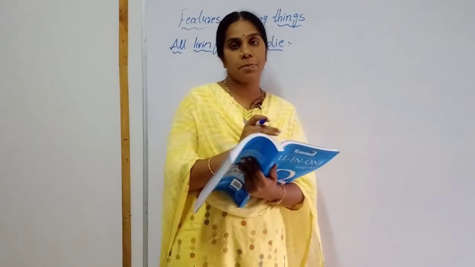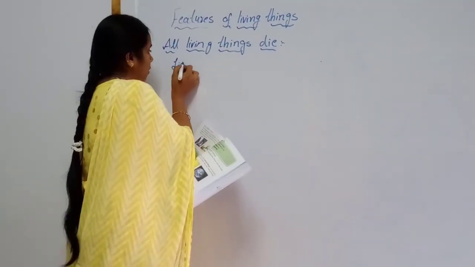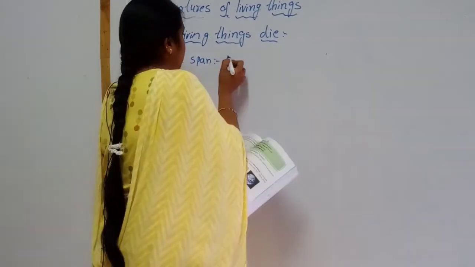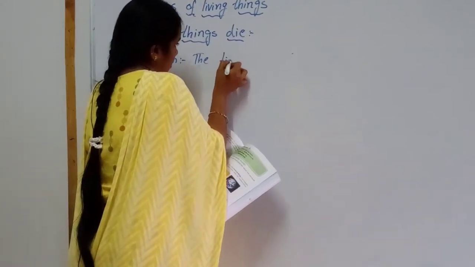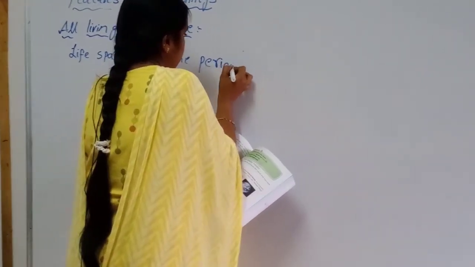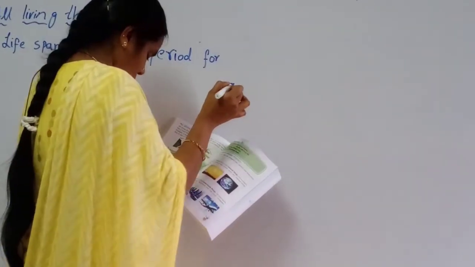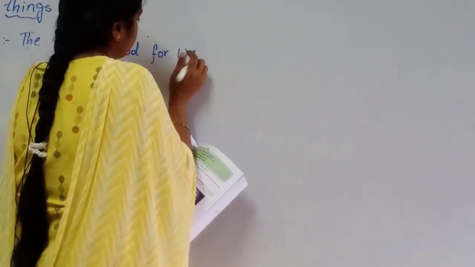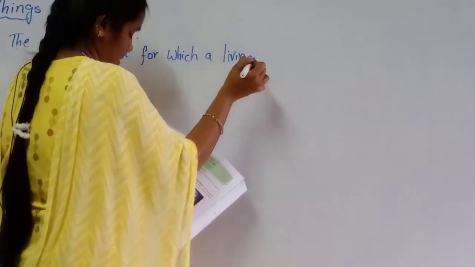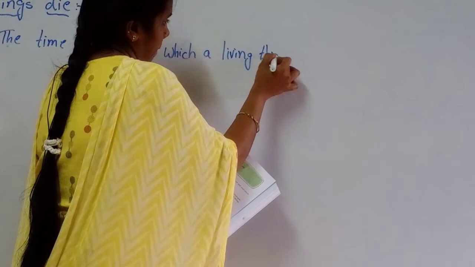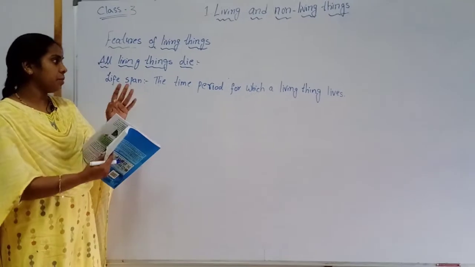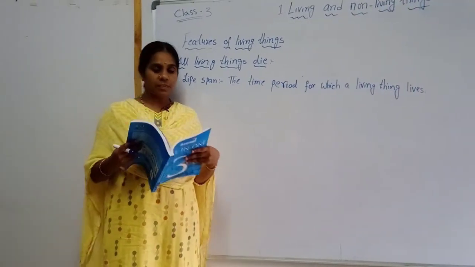What do you mean by lifespan? Lifespan means the time period for which a living thing lives. There is a time period for every living thing.